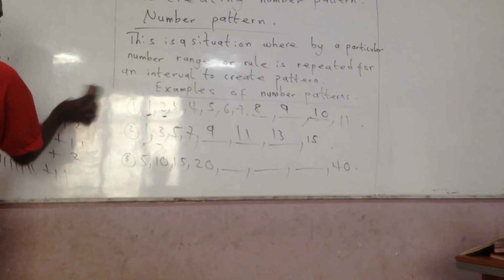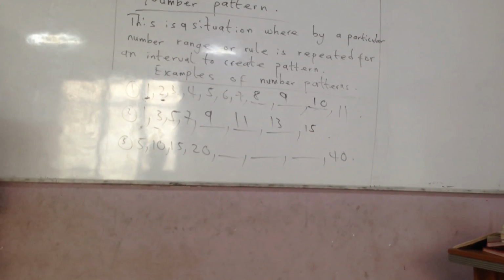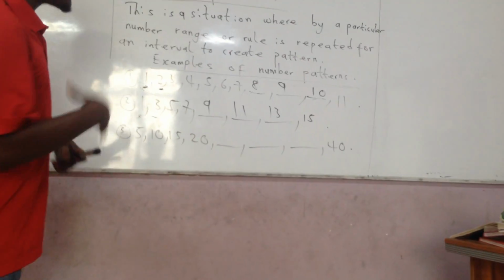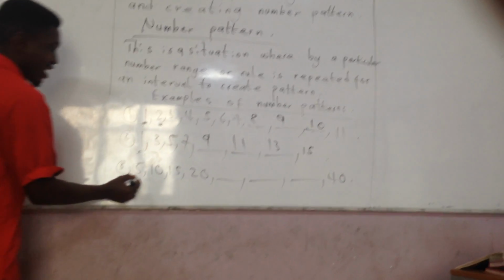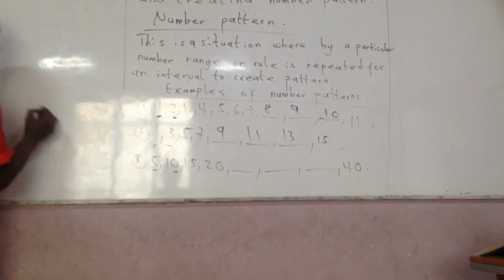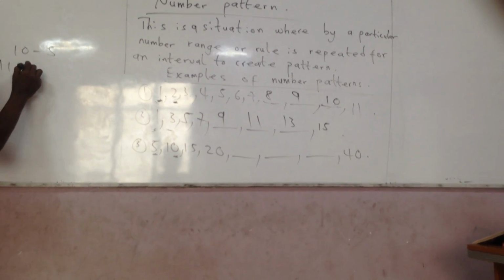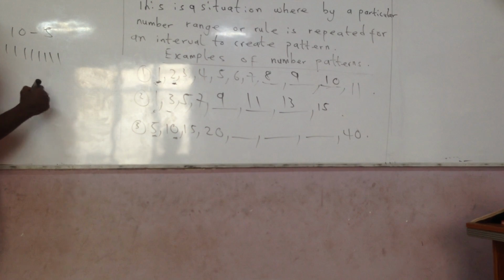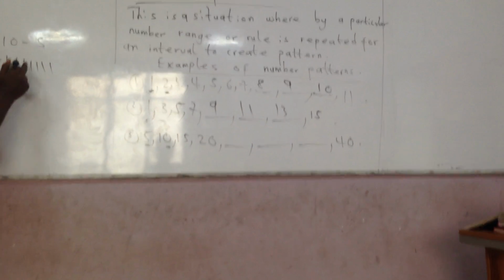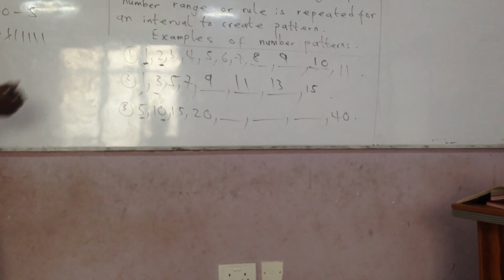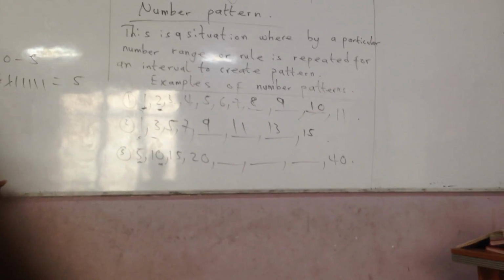We can see 5, 10, 15, 20, dash, dash, dash, 40. We can continue with this number pattern and find the missing numbers. We have to find the rule, and the rule is always to subtract the first number from the second number. So 10 minus 5. We count 10: 1, 2, 3, 4, 5, 6, 7, 8, 9, 10, minus 5. So the rule is 5. We are going to add 5 each time.